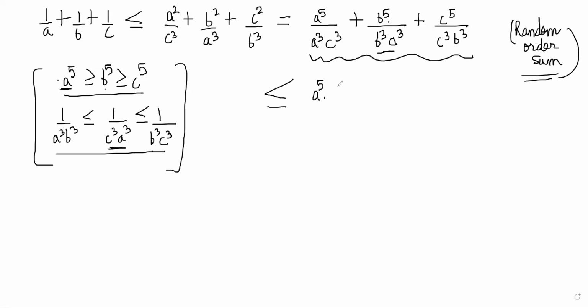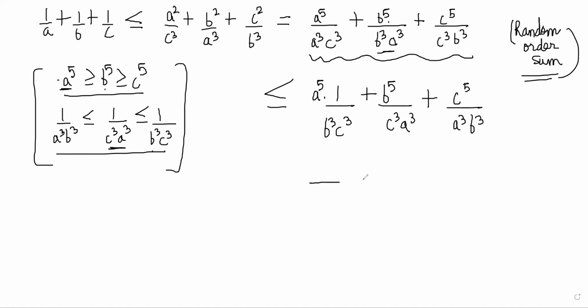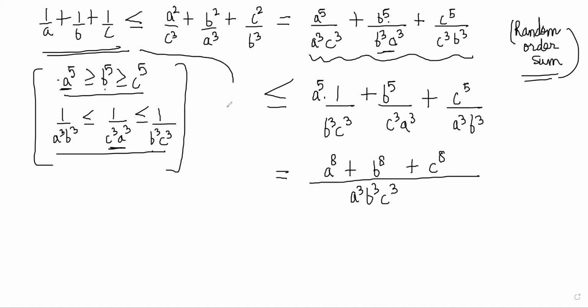So a power 5 multiplied by 1 by b cube c cube, plus b power 5 multiplied by c cube a cube, plus c power 5 multiplied by a cube b cube, right? So we have this, and now if you take LCM, this is equal to a cube b cube c cube, and this becomes a power 8 plus b power 8 plus c power 8, right? So now we have established our inequality that we desired: 1 by a plus 1 by b plus 1 by c is less than or equal to this, right?